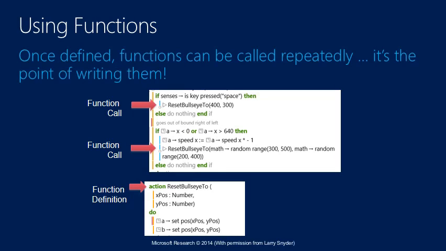So once we actually define our function, we can keep using it over and over again. That way, instead of creating a function for reset each time, you can just call it with the reset button. So over here, if I press the spacebar, I'm resetting it to 400, 300, which is my starting position. But if I go out of bounds, I'm going to reset my ball to somewhere random. Okay?